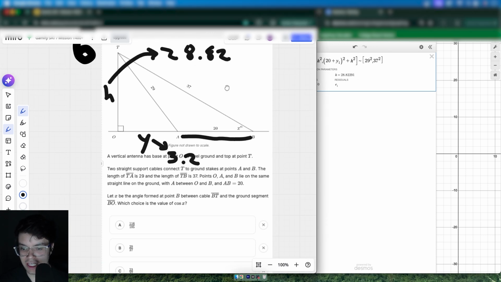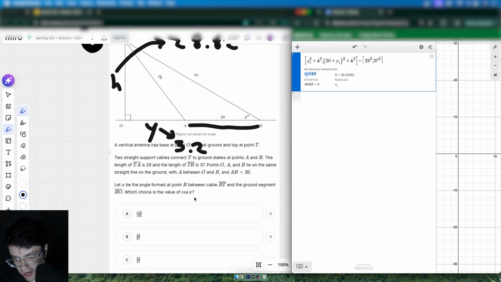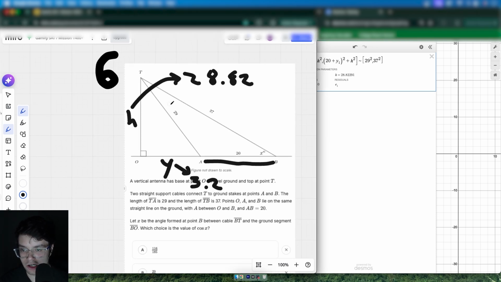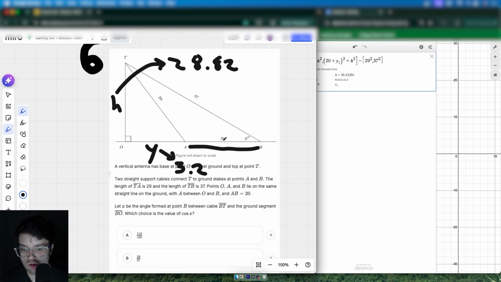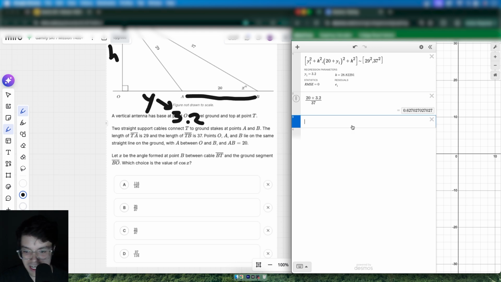Believe it or not, this is really everything we need to just finish out and solve this problem. So let's do that. So cosine of x would just be adjacent over hypotenuse. So adjacent would be 20 plus 3.2, and then divided by the hypotenuse, which would just be 37. So that'd be 0.627, and I would just try to see which one of these gives us that exact same value. Okay, it looks like A does, so it would just be A.